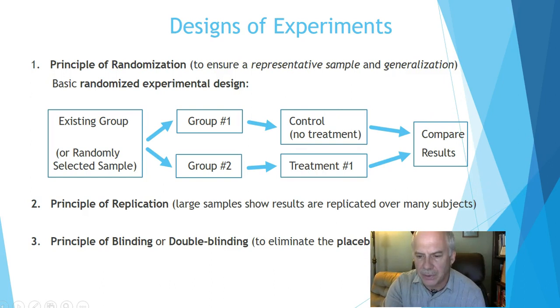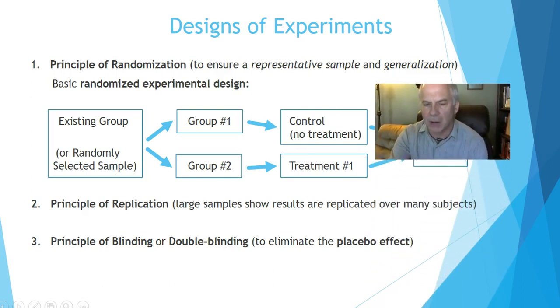And then the third principle is the principle of blinding or double blinding. This is where you don't want psychology to change the results of your experiment. So what you do is you keep the participants blind, not literally blind, but unaware of whether they received the treatment or the no treatment. Okay, now this is called the placebo effect, and a placebo is basically just a pill that does nothing.